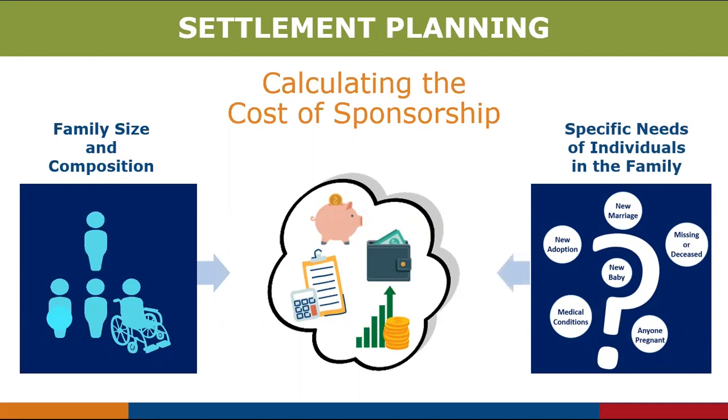Is there anybody who has a disability or a medical condition? Are there any new pregnancies? Has anybody gone missing or is deceased? Are there any new marriages, births, or adoptions? Or has any secondary migration taken place? When those things occur, you have to revisit the settlement plan and the cost of sponsorship.